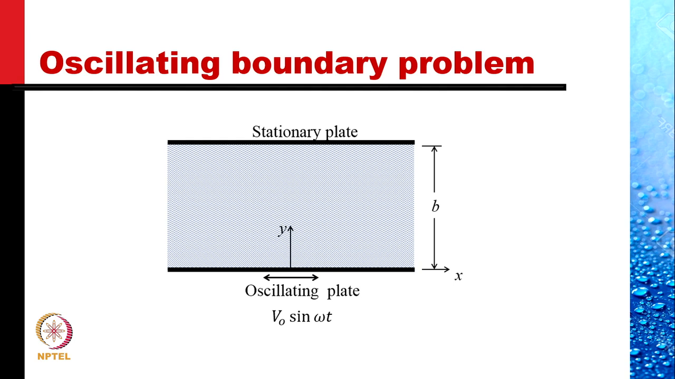The upper plate is stationary, and the lower plate, a distance b below the stationary plate, is oscillating with the velocity that is given as v naught sine omega t. In such a flow, the forces of interest are the unsteady inertial forces and the viscous forces.